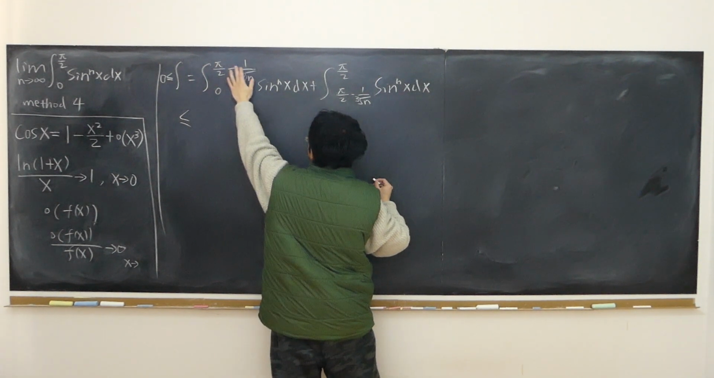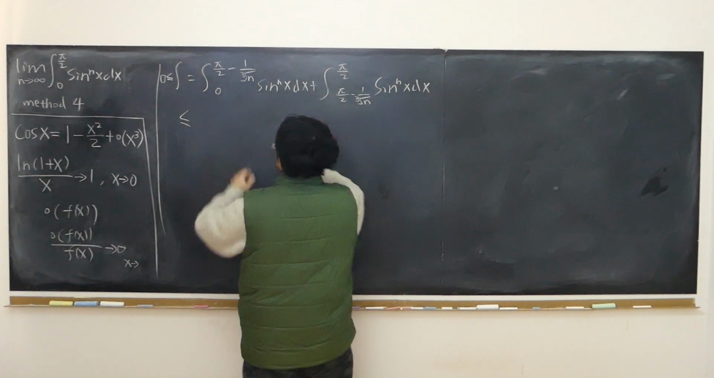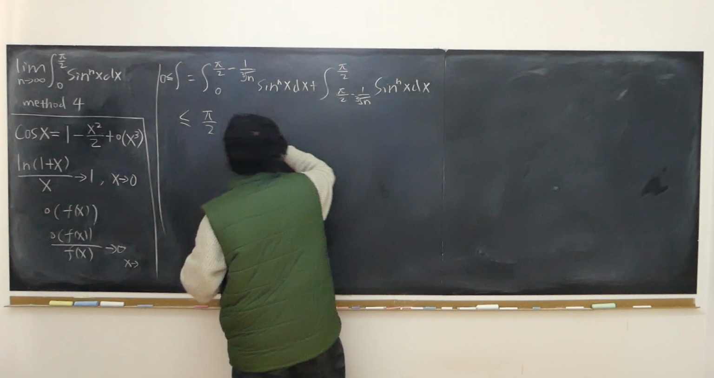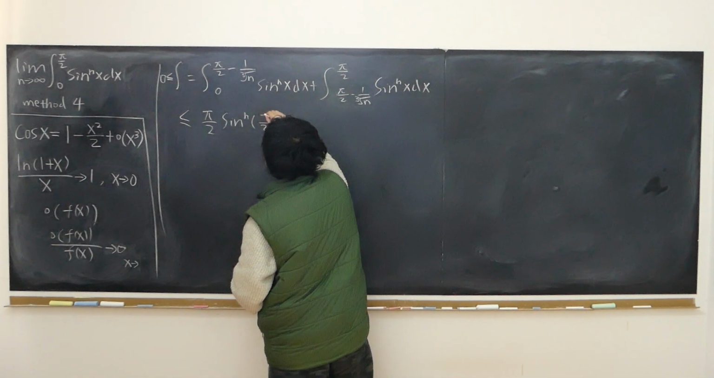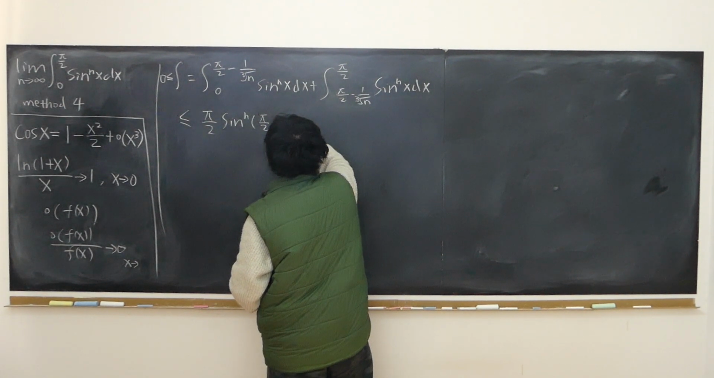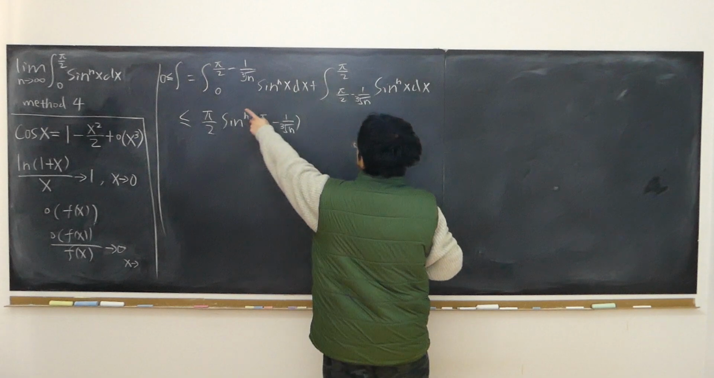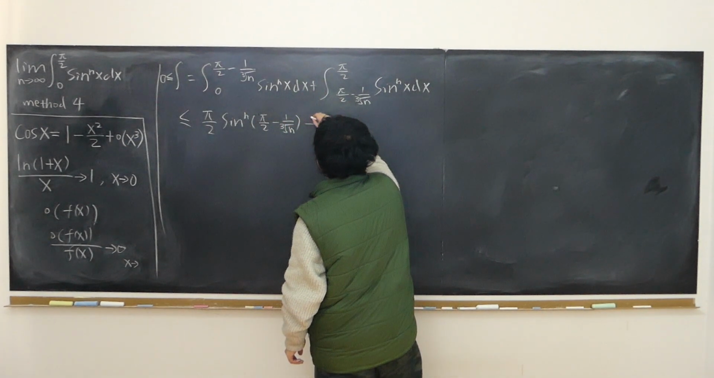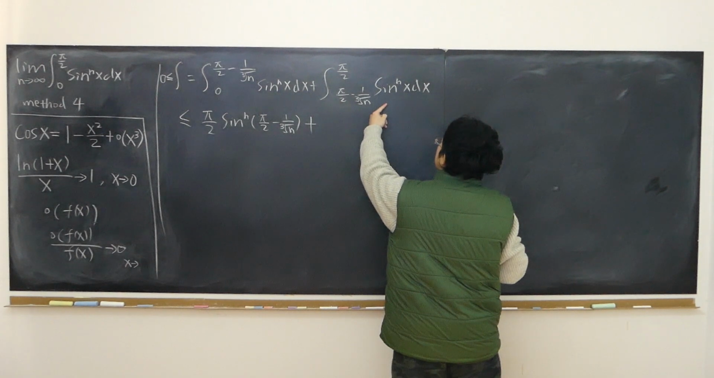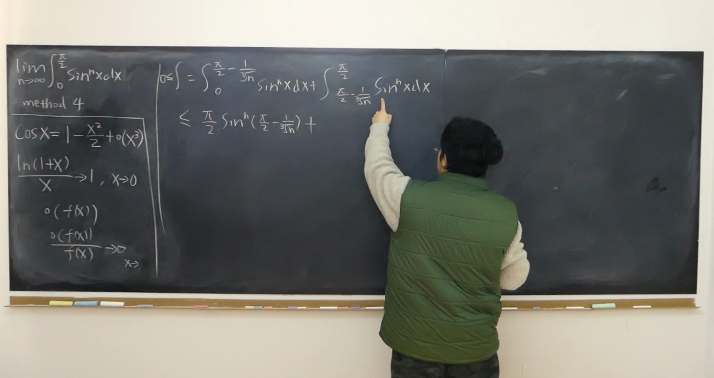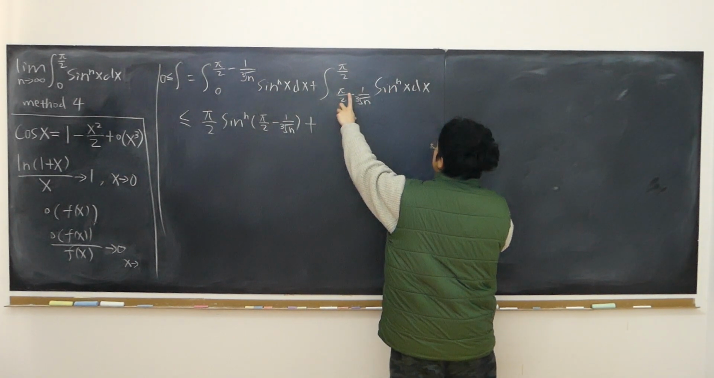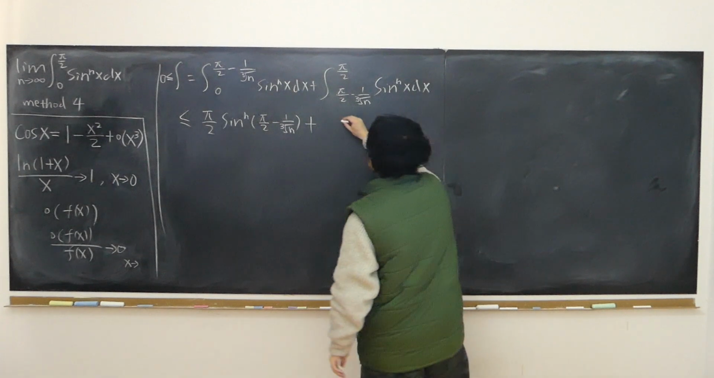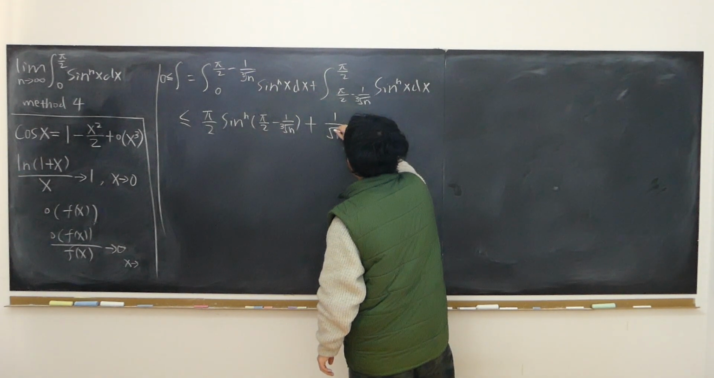Half pi is larger than this quantity. So this is loosened to half pi times sine to the power n of half pi minus 1 over cubic root of n. This is my first integral after loosening. Plus, how can I loosen this inequality? Well, replacing sine of x with just 1, so therefore it becomes larger. So this whole thing becomes 1 times the length of this interval. The length of this interval is simply 1 over cubic root of n.